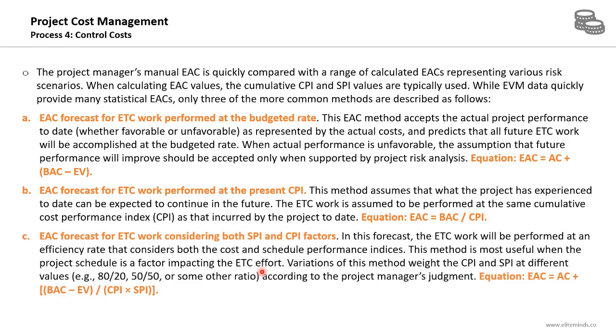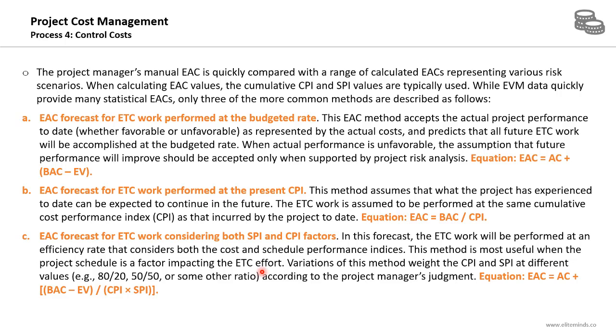And the last formula is the estimate at completion forecast for estimate to complete work, considering both the schedule performance index and cost performance index factors. In this forecast, the estimate to complete work will be performed at an efficiency rate that considers both the cost and schedule performance indices. So in order to use this formula, we will consider the schedule and cost performance indices.